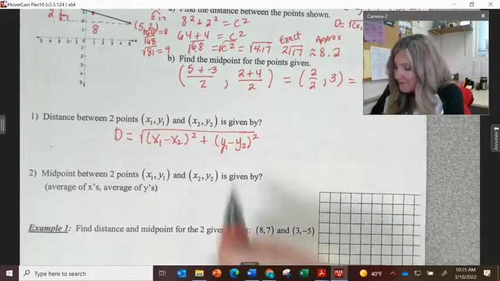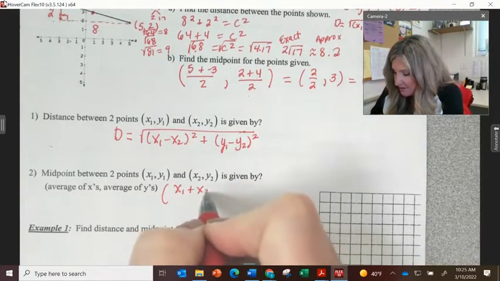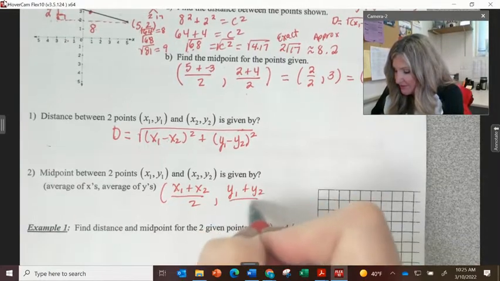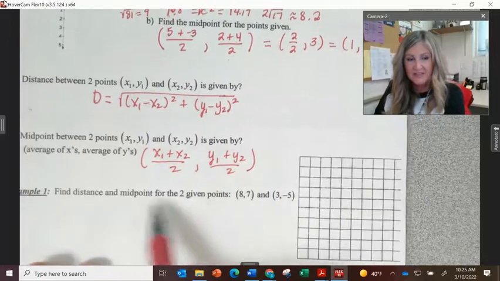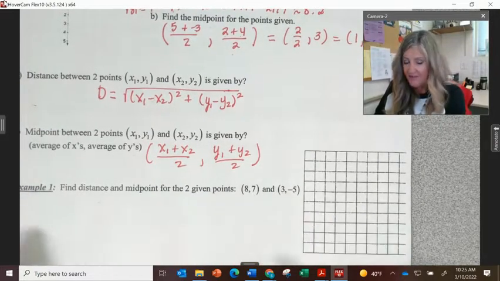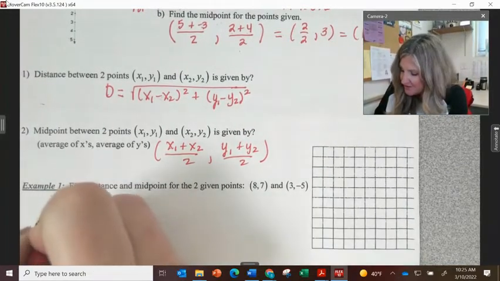How do you find the average or the middle? Well, we add up our x's and we divide by 2. We add up our y's and we divide by 2. Okay? All right, find the distance and the midpoint for the 2 given points. 8, 7, 3, -5. I'll use the distance formula this time, even though it's not my favorite way to do it, but I'll use it.